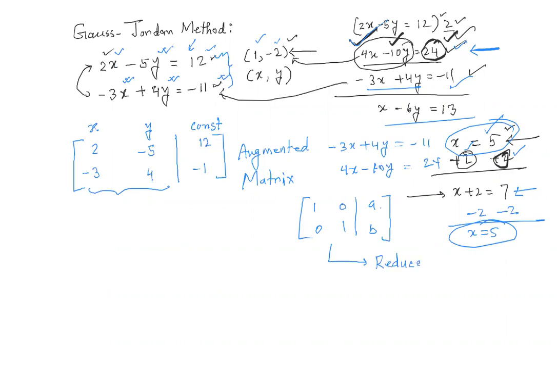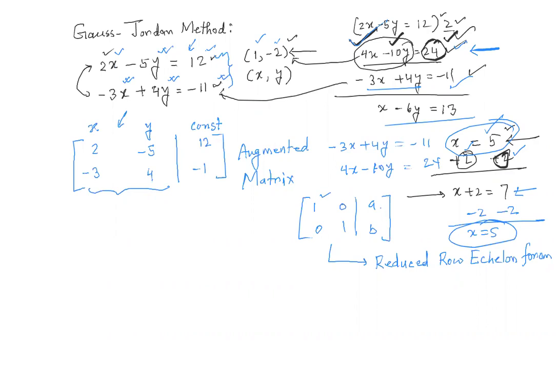Reduced row echelon form. So now we want to make the left side, by the way, look like this.